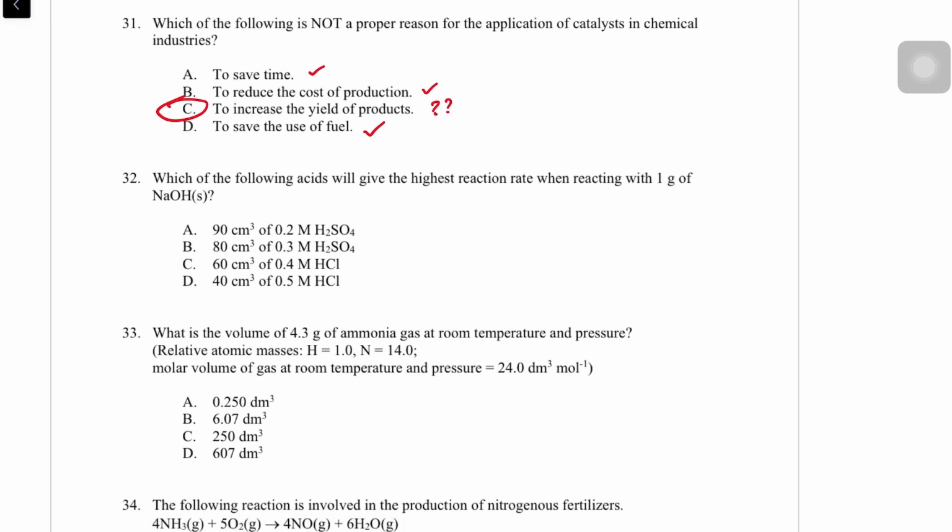The catalyst can speed up the reaction but will not affect the yield, especially for those reversible reactions.